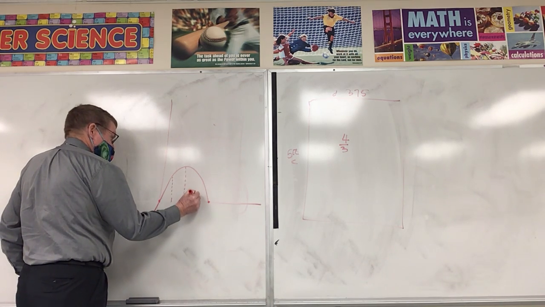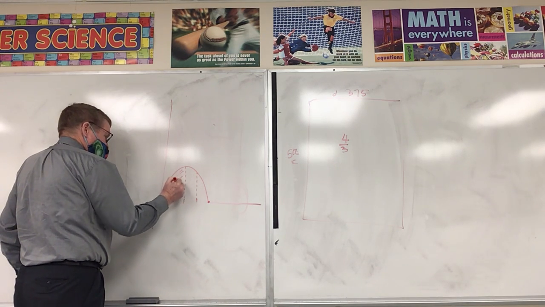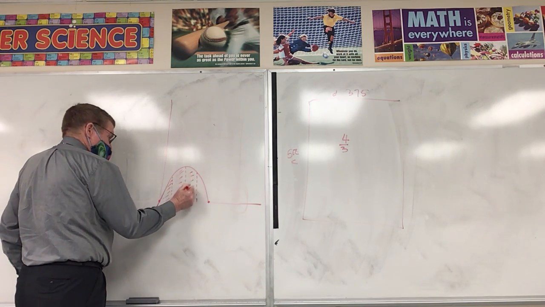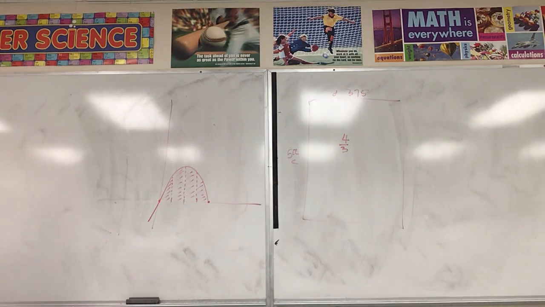Divide it every 1/2. That's what it said. So it's 1/2, 1, 1 and 1/2. Alright, so there's question 1. They just wanted you to draw it and divide it up into these rectangles.